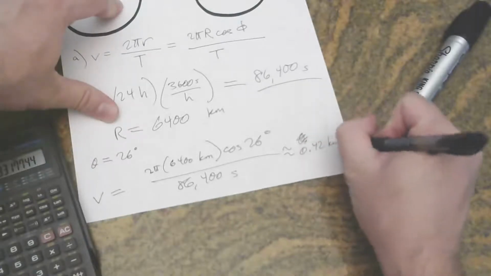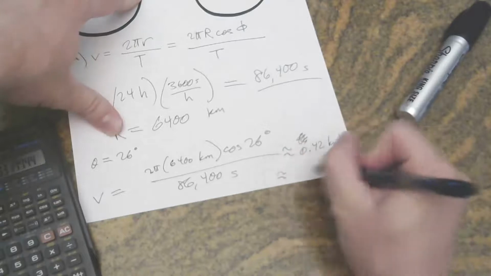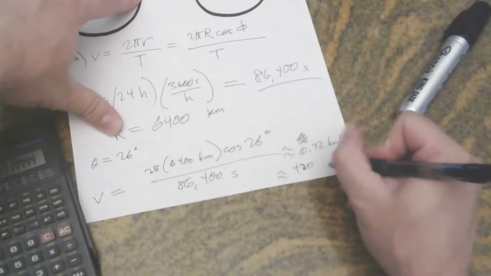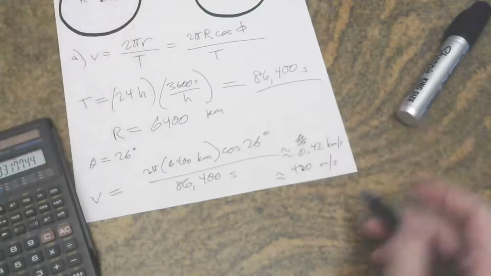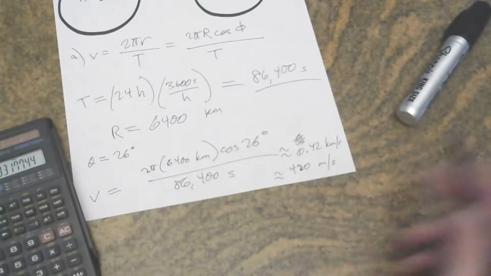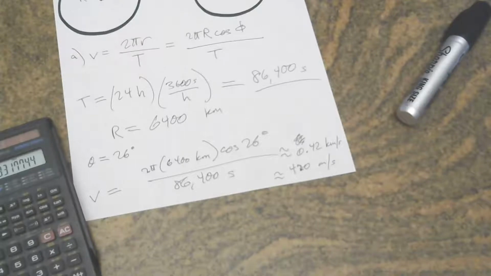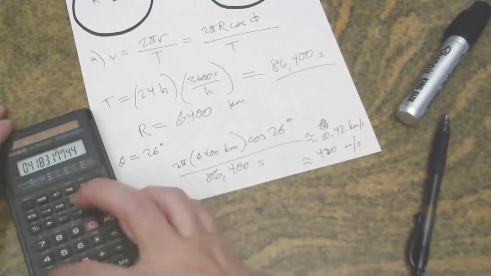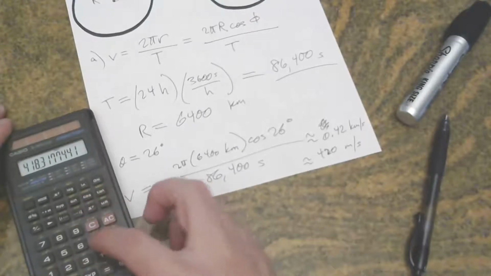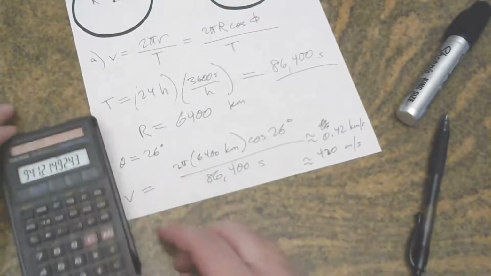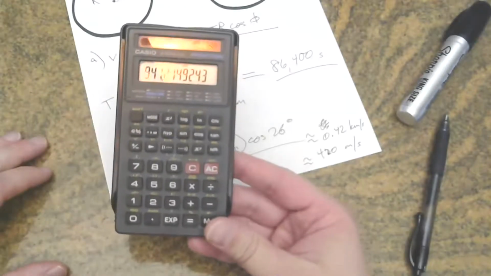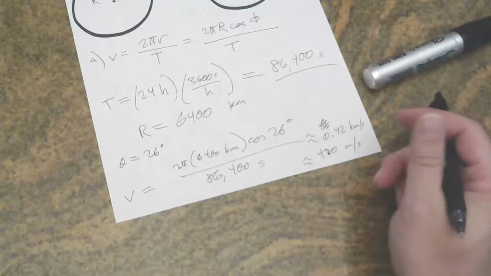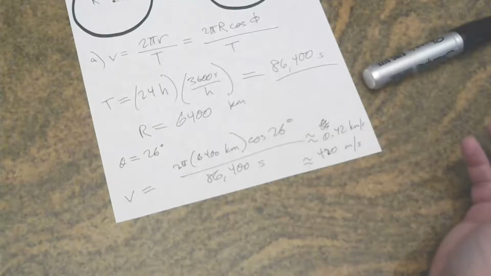0.42 kilometers per second. Okay, so that's about 420. Yeah, insert obligatory 420 joke. 420 meters per second. That's almost 1,000 miles per hour, because remember, 1 meter per second is 2.25 miles per hour. So if I multiply by 2.25, yeah, 940 miles per hour. So, man, we're really moving fast just by virtue of being on a rotating rock.